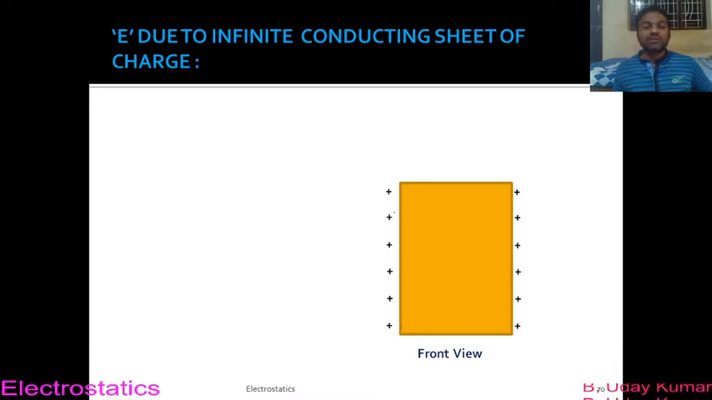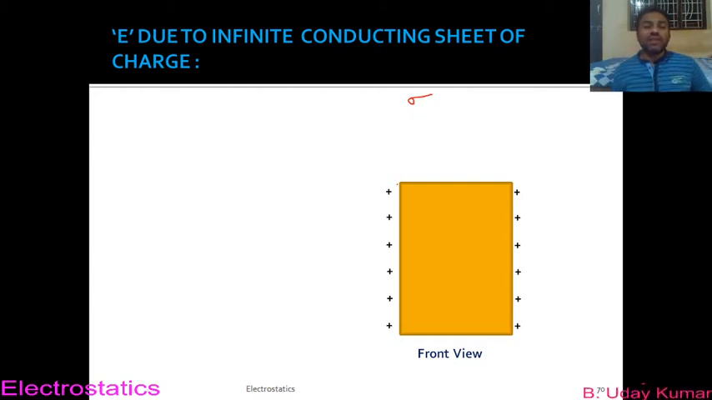Now let us assume that this is the charge that is uniformly distributed on its surface, and let us assume that the surface charge density of this conducting sheet of charge is sigma. Okay, you can find sigma, right, by choosing a small element. Anyway, we come to that part later.